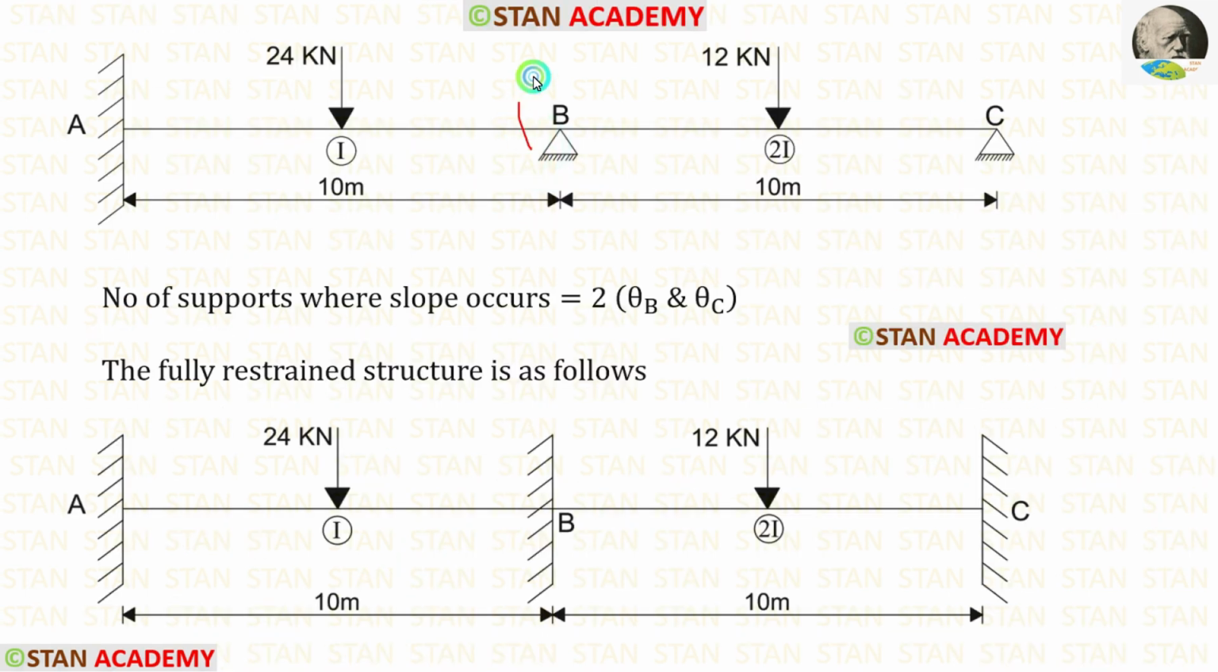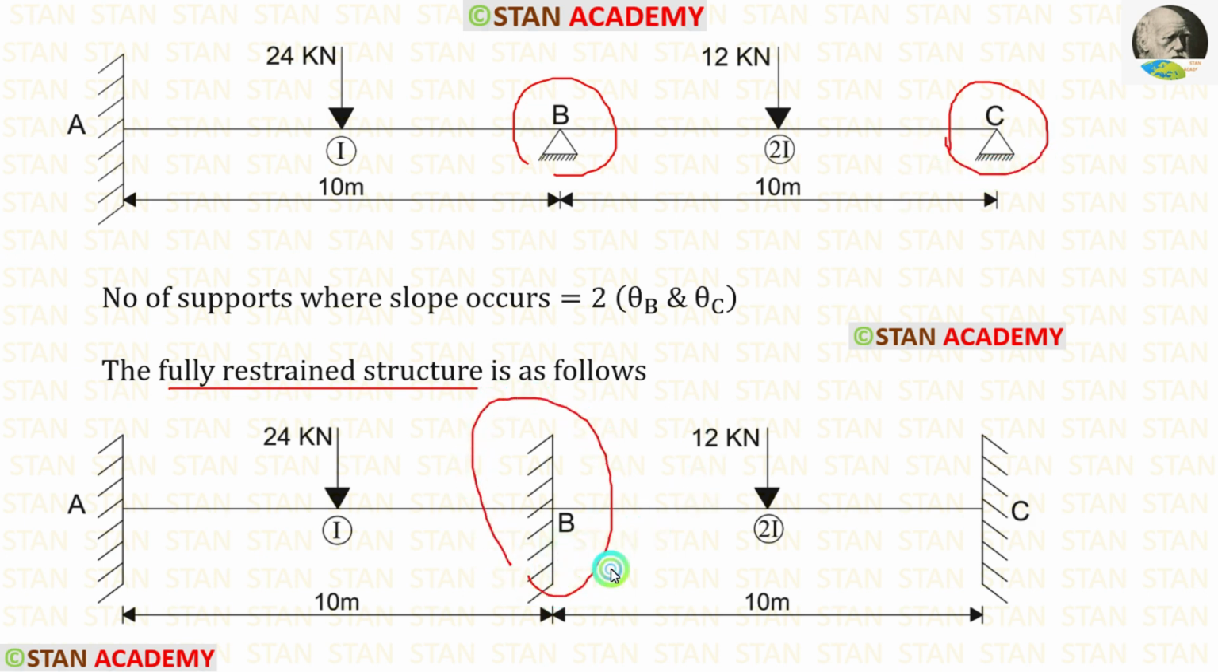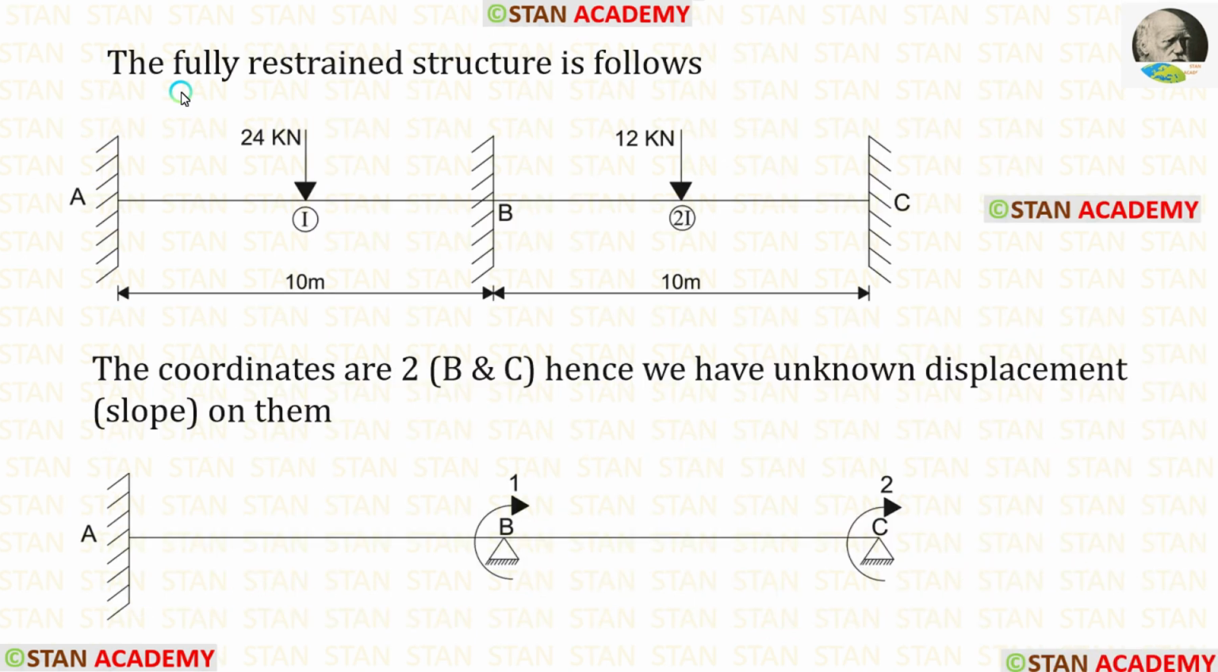In this beam, in the points B and C, there are hinged supports. So the number of supports where slope occurs is 2. In the point B, there is theta B, and in the point C, there is theta C. Now let us make the fully restrained structure. To make the fully restrained structure, we have to remove the hinged supports from the point B and C and replace them with the fixed supports.